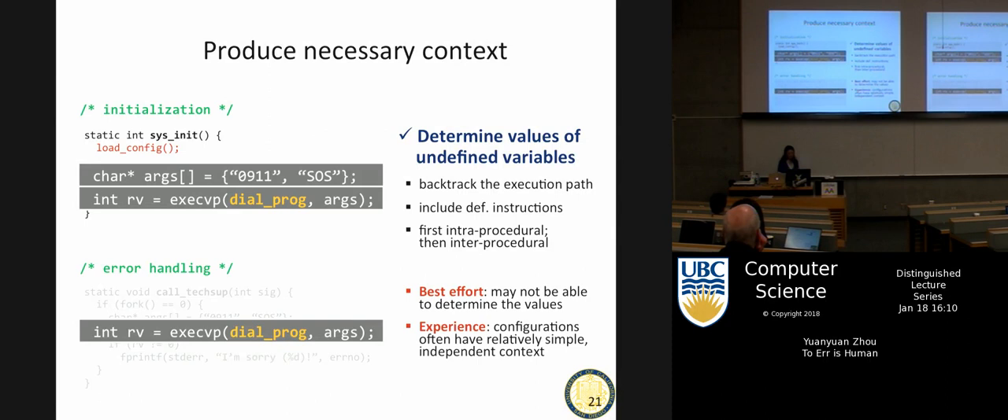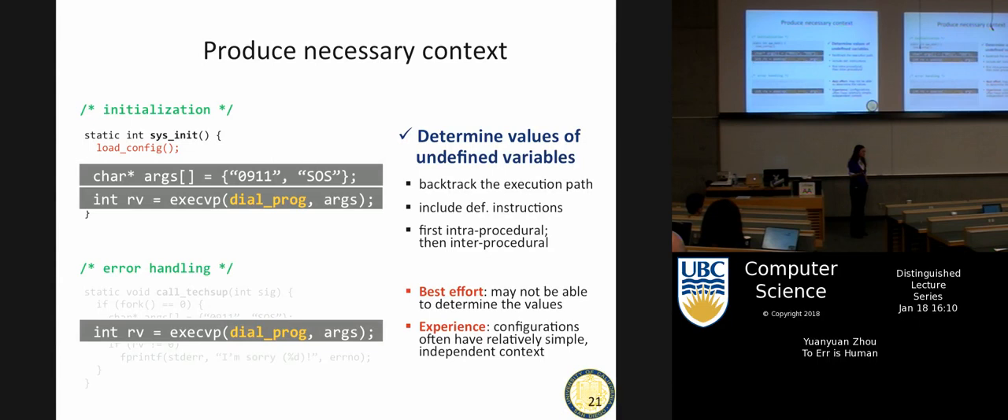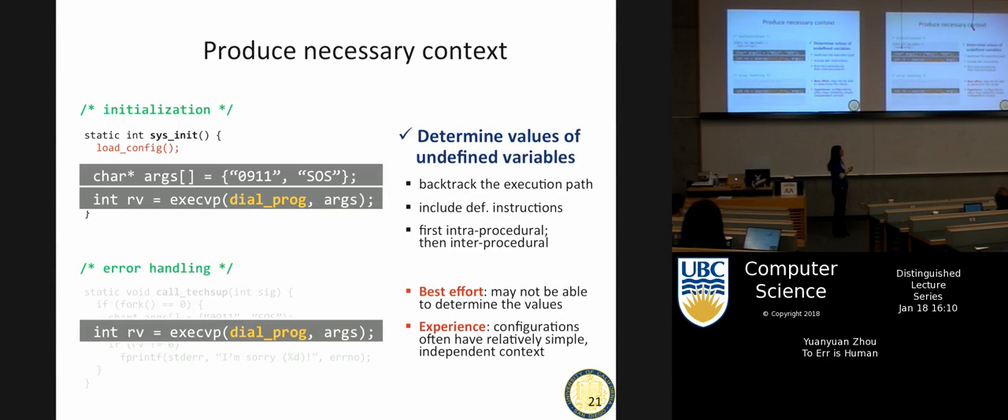Of course, you will not be able to determine every value. Some values will be input values, which you just cannot determine at the beginning stage, so it's more of a best effort. But we looked at many software systems and found that most configuration parameters typically have a relatively simple, independent context. So it's not that hard to reproduce the context at the initialization stage.